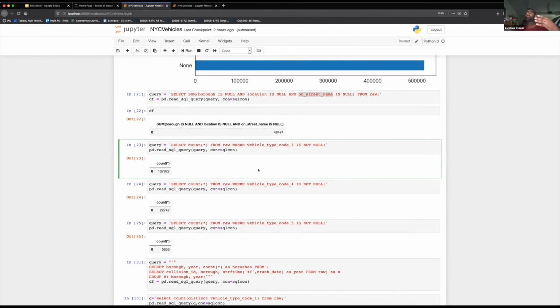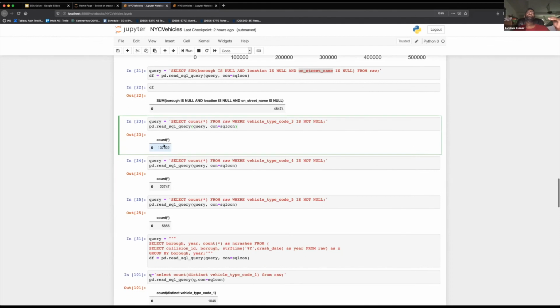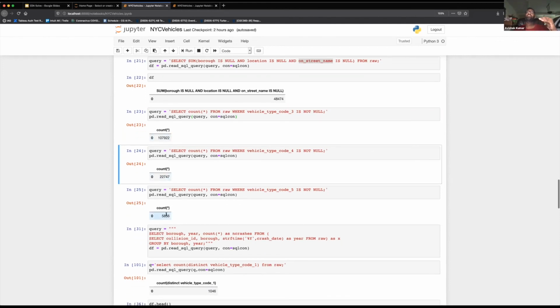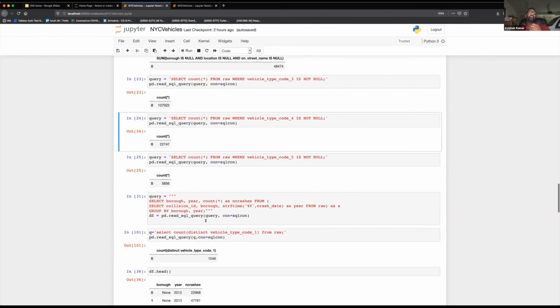Most collisions probably have 2 cars when you have a collision. And then as you increase the number of cars, it should actually decrease. And that's what you see here with the number of collisions where there are 3 cars, where there's 4 cars, and where there's 5 cars. You don't see that many 5-car collisions. So there's very few 5-car collisions.